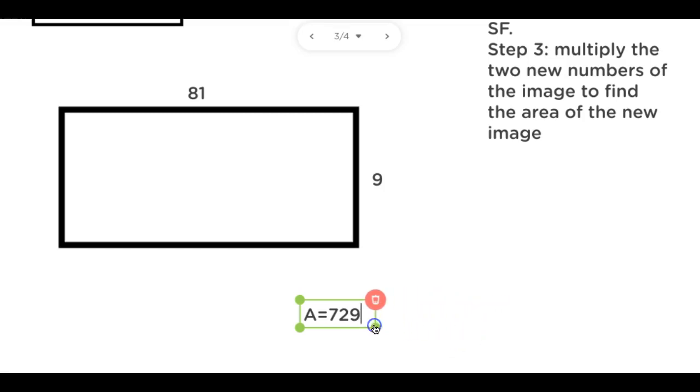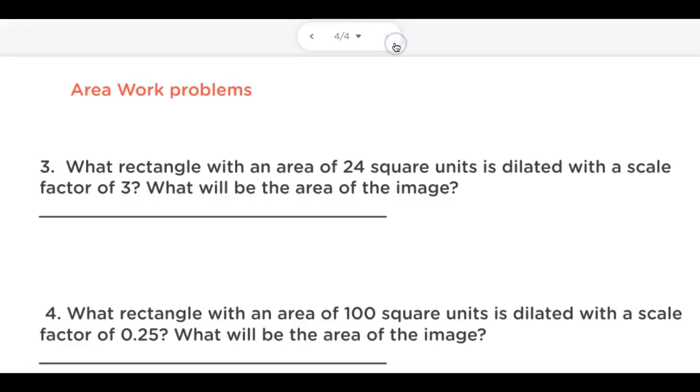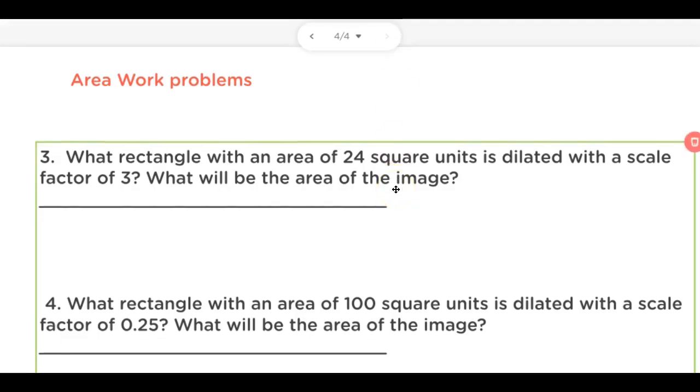All right, so listen, guys, that's it for this. There's a lot in there, but this is not a very difficult concept. So now I want you to go ahead and meet me over in the Kick now, and let's work on these area work problems.